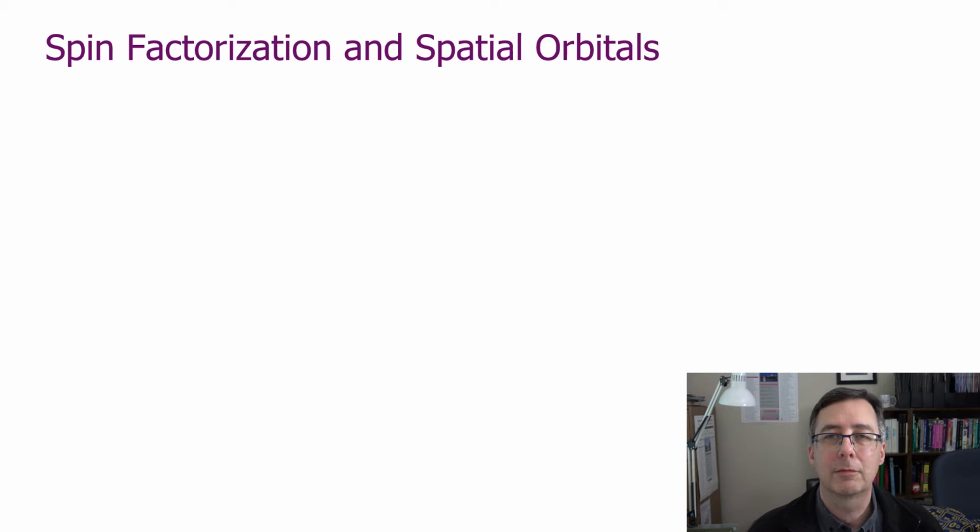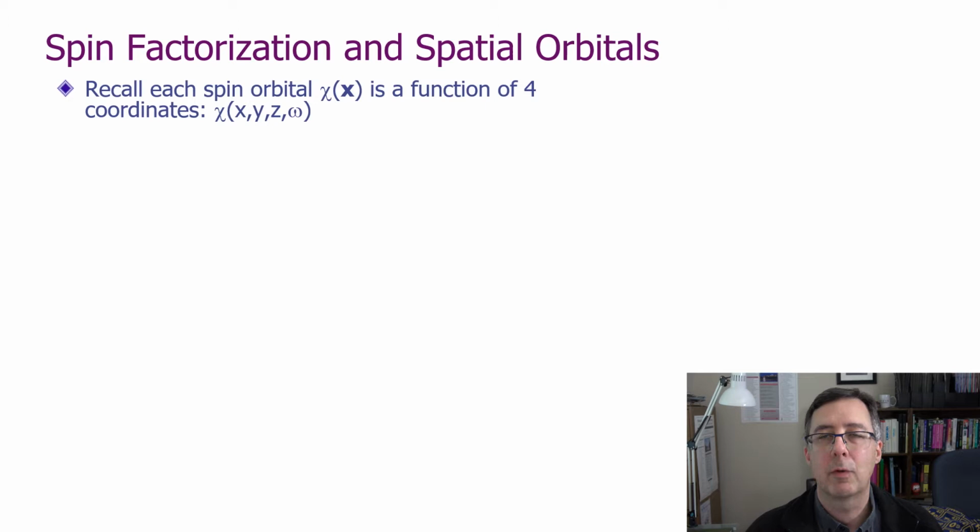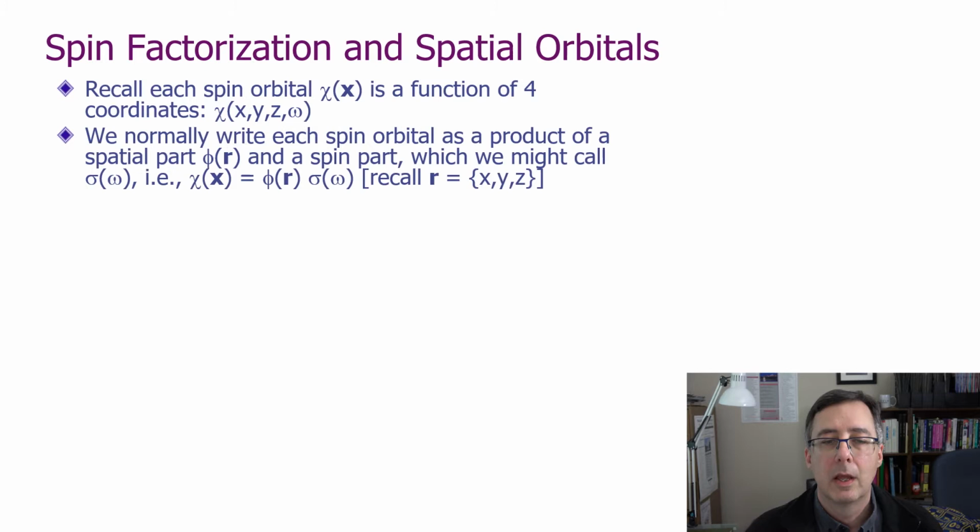So my spin orbital chi, I said it's a function of x. What was x? X, y, and z in a sort of a fakey spin coordinate, omega. Typically, we'll write a spin orbital as a spatial part, phi of r, that depends on the spatial coordinates x, y, and z, and a spin part, which we'll call sigma. Formally I'm going to write sigma as a function of omega. Really, I could just write an alpha or beta ket, but I'm following the way Szabo and Ostlund do it, because I think it's a little easier to learn pedagogically. So in other words, chi of x is really phi of r times sigma of omega, where sigma is some spin function that we'll talk about in a second.